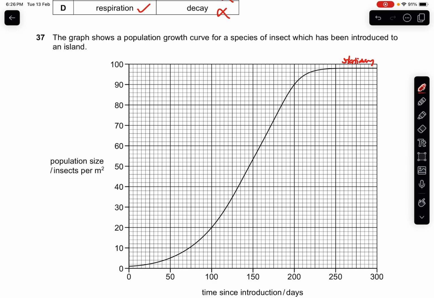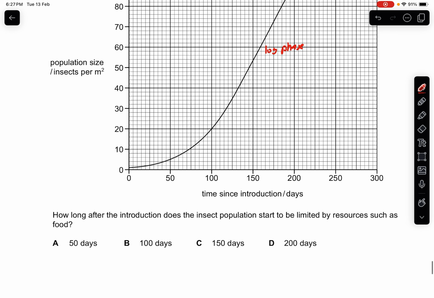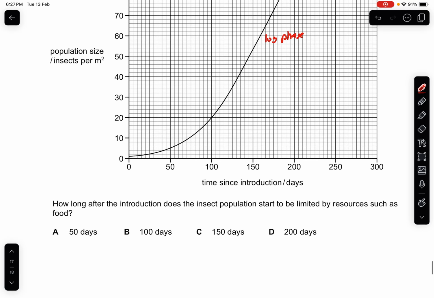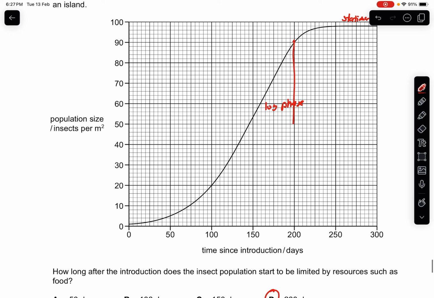So this is the log phase. Log phase is where the birth rate is more than the death rate, but at stationary phase is where there start to be problems, where the birth rate is equal to the death rate. So how long it took is 200 days. To be exact, it's about here, honestly.